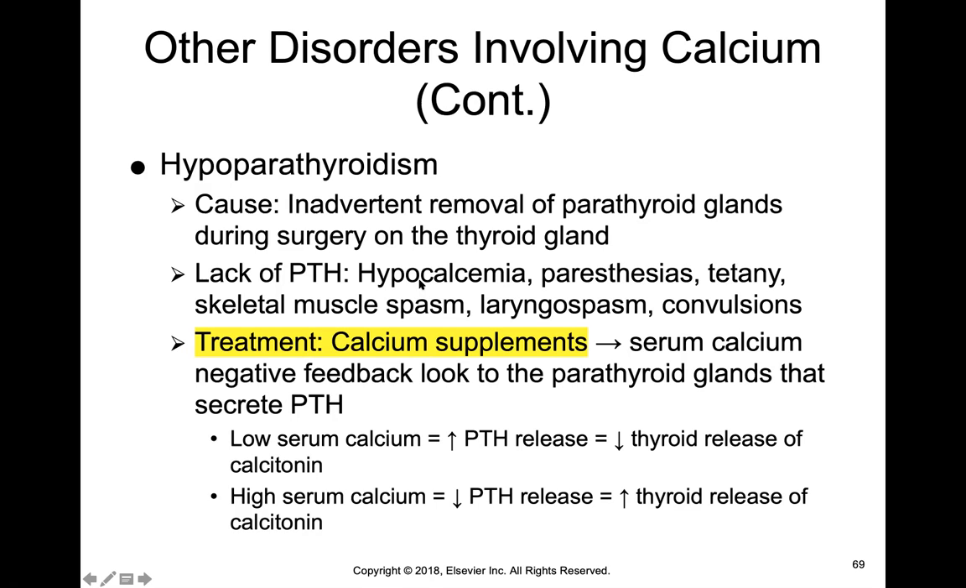And hypoparathyroidism can be caused by an inadvertent removal of the parathyroid glands during surgery on the thyroid gland. I've seen that happen a couple of times.